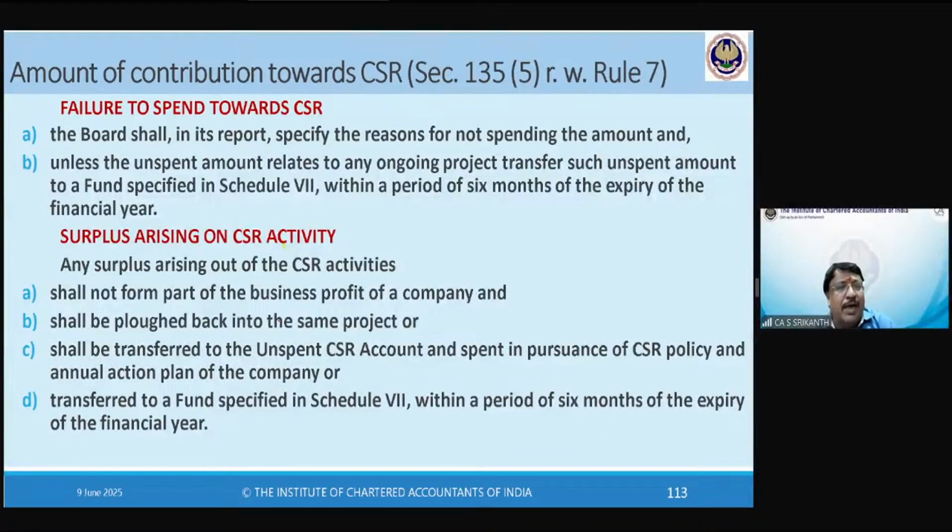So what I'm trying to say is that the activity could generate some revenue also, in which case it should be plowed back into the same project. In case you are not plowing it back, it should be transferred to the unspent CSR account and transferred to the fund within a period of 6 months from the expiry of the financial year. Got it? So surplus cannot be taken into your business.